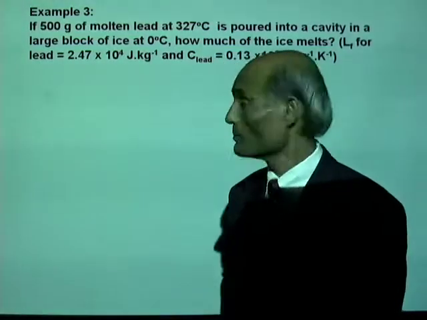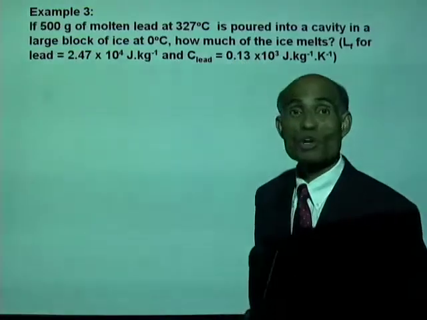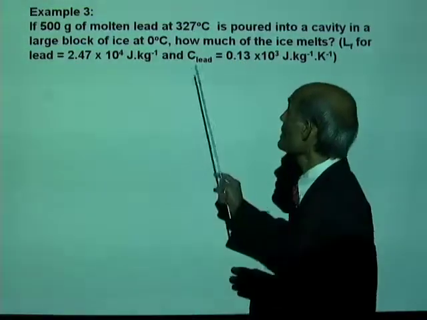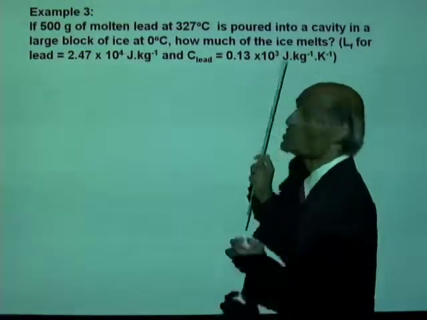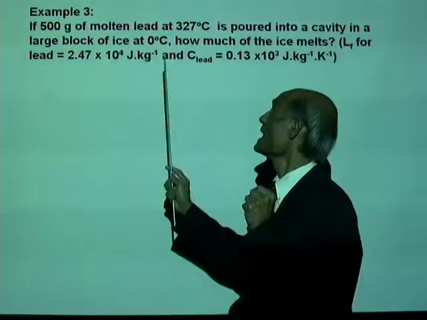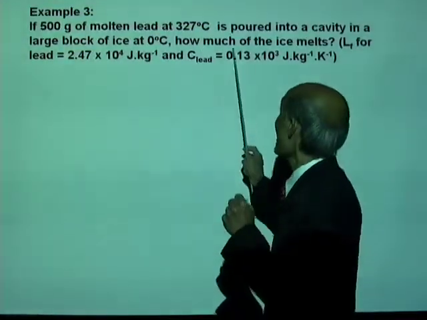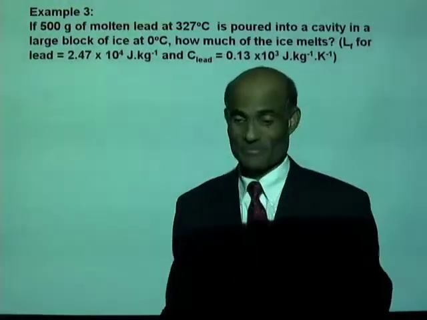Can you read that problem? If 500 gram of molten lead at 327 degrees Celsius is poured into a cavity in a large block of ice at 0 degrees Celsius, how much of the ice melts?